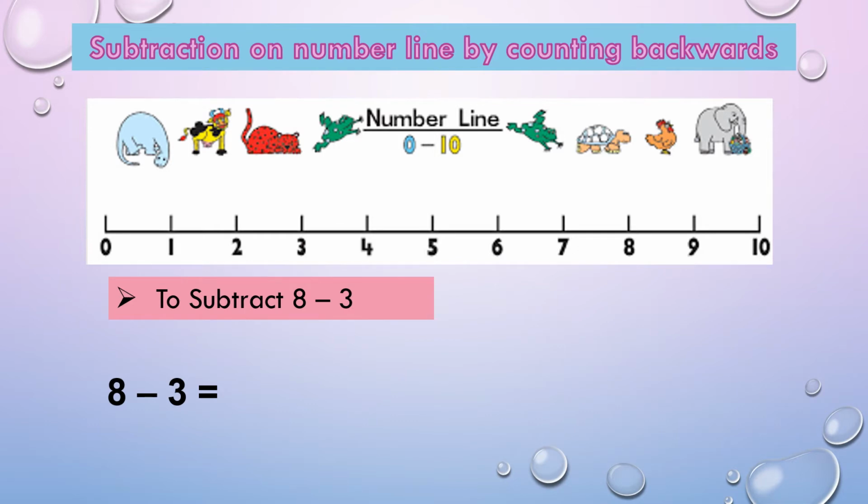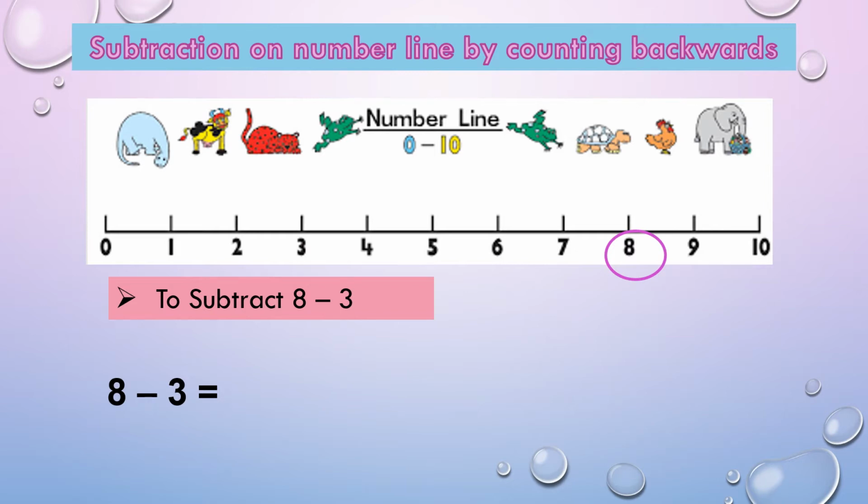Subtraction on number line by backward counting. You are able to see on your screen a number line with the numbers 0 to 10. Now we can start how we can subtract on a number line by backward counting. To subtract 8 minus 3 means we have to take number 3 from number 8. Here number 8 is the greater number than 3, so we can circle number 8. Now we have to take away 3 numbers from number 8.